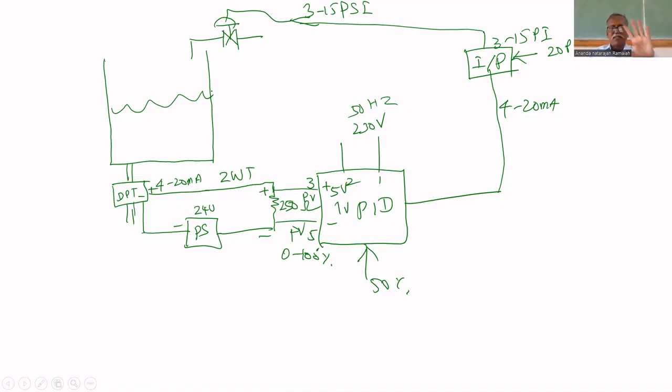How to do the experiment? This is the experimental setup, the actual experimental setup. If I initially draw the same drawing, you cannot understand. That's why now I have drawn the detailed experiment. From where the water is coming, this outflow rate is going to some sump. This is the experimental setup. How to do the experiment, you will see now.